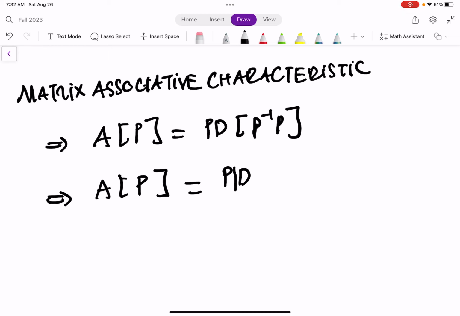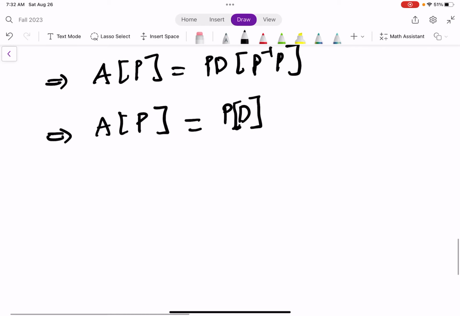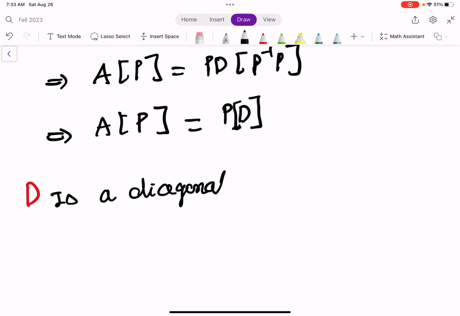So what are you left with? You're left with just D. You're left with PD, or P applied to D. You get to this point, and now we have a clearer picture of what it looks like. So D right here is a diagonal matrix.